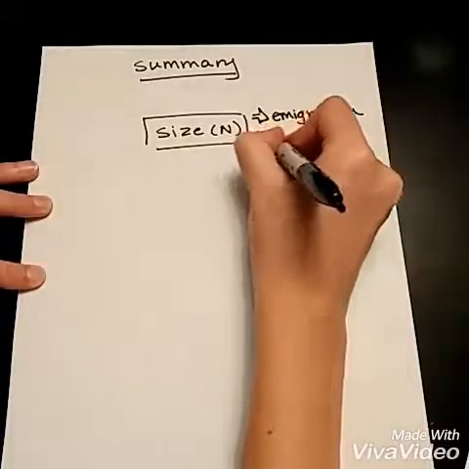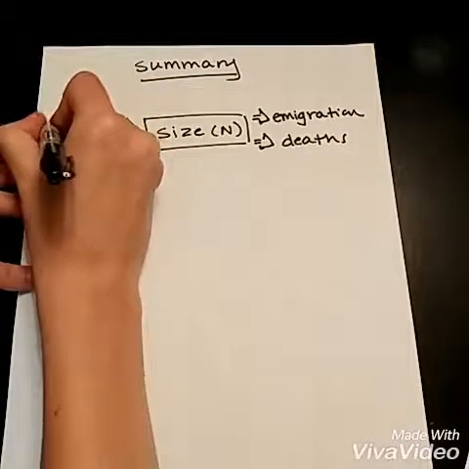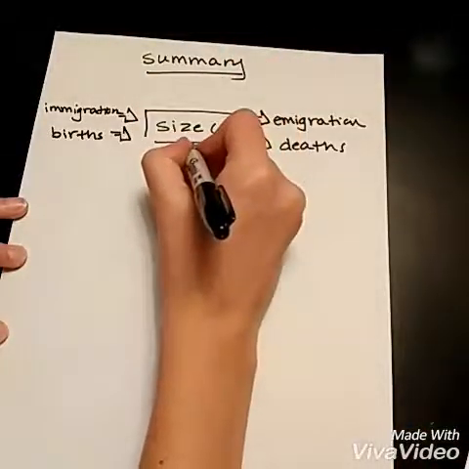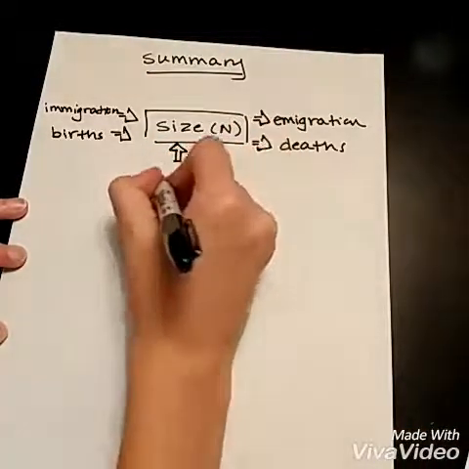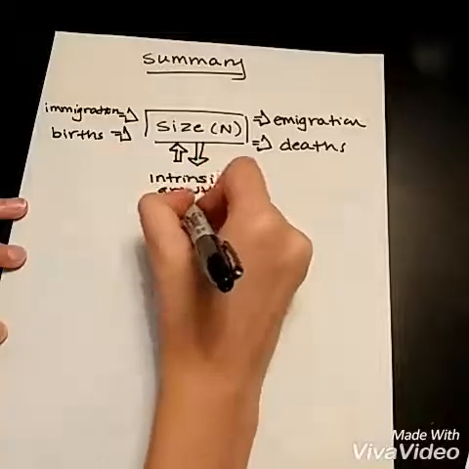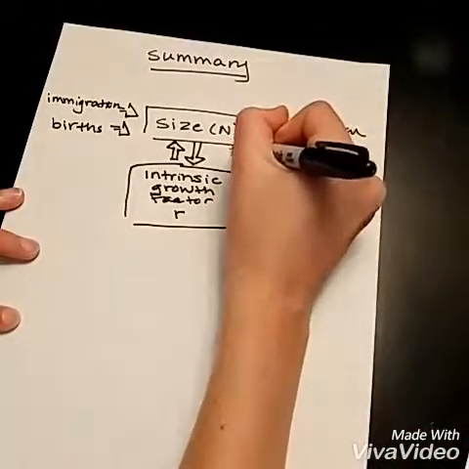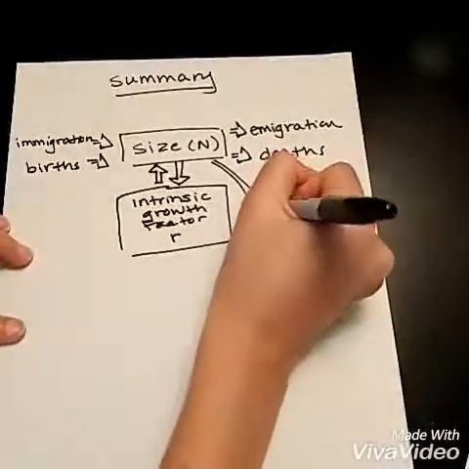To summarize what we have just learned, we have population, which is the initial size of the population. We have emigration and deaths, which take away from the population. And we have immigration and births, which add to the population. All of this is adding to the intrinsic growth rate, so how the population is increasing and decreasing, and at what rate it is increasing and decreasing.